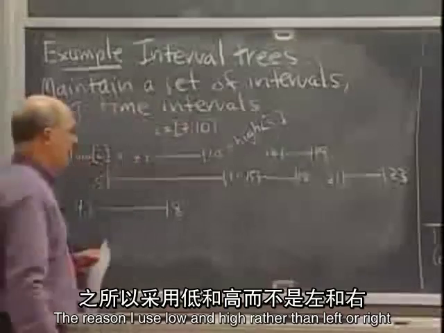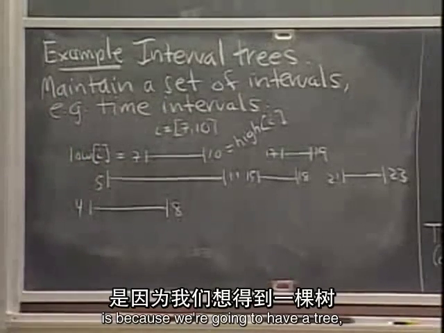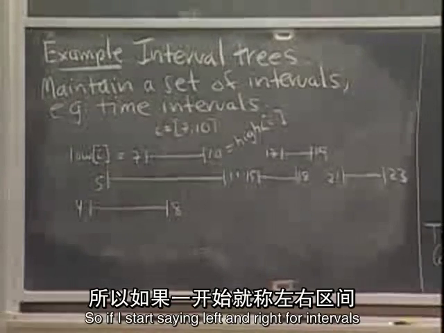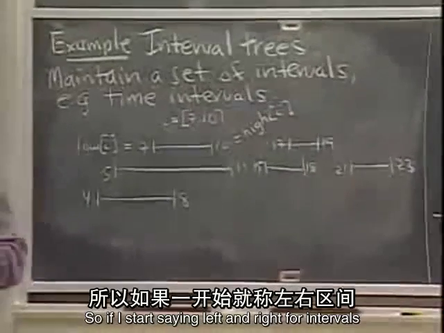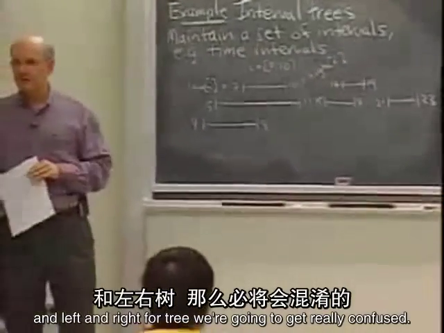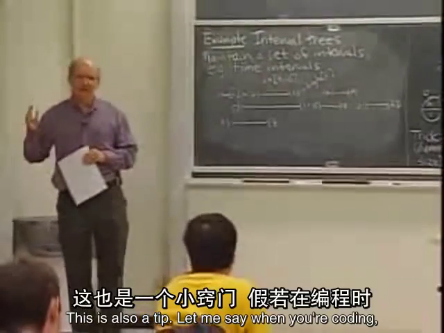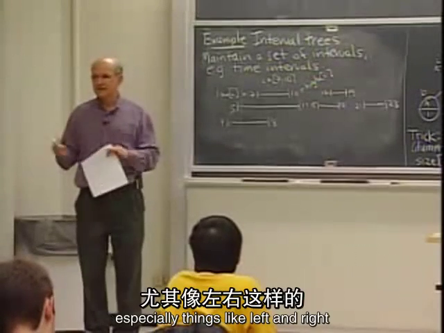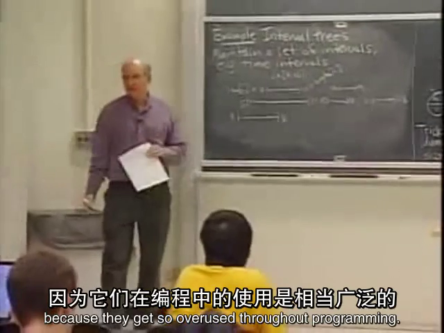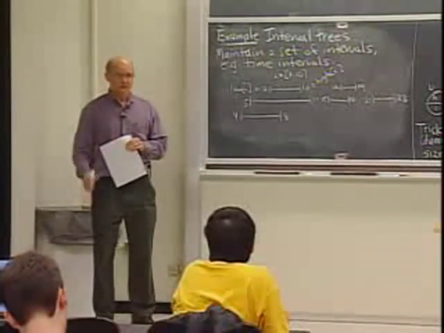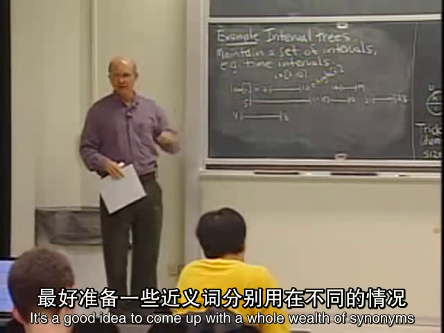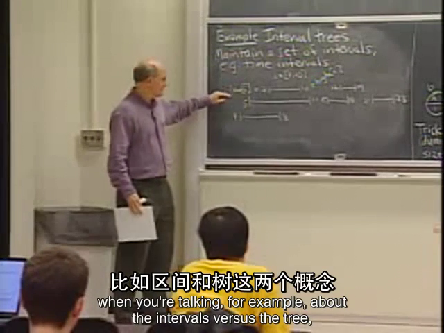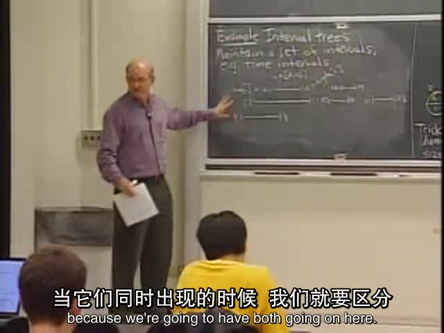The reason I use low and high rather than left or right is because we're going to have a tree, and we're going to want the left subtree and the right subtree. So if I start saying left and right for intervals and left and right for trees, we're going to get really confused. This is also a tip: when you're coding, you really have to think hard sometimes about the words that you're using for things, especially things like left and right, because they get so overused throughout programming. So it's a good idea to come up with a whole wealth of synonyms for different situations so that it's clear in any piece of code when you're talking, for example, about the intervals versus the trees, because we're going to have both going on here.